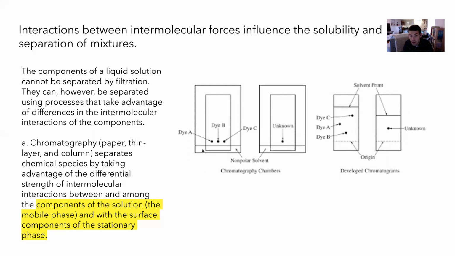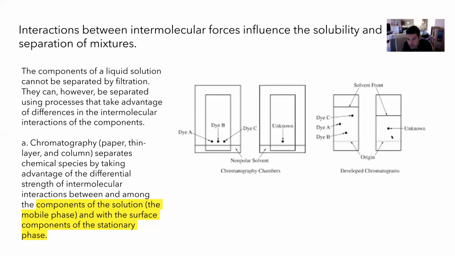All right, so whichever dye moves up the most means that it's staying with the nonpolar solvent. So dye C, for example, would be the most nonpolar, right? Because it moved the most with the nonpolar solvent front. And again, unknowns always have the same RF. They might move different heights based on the height of the solvent front, but they always have the same RF.